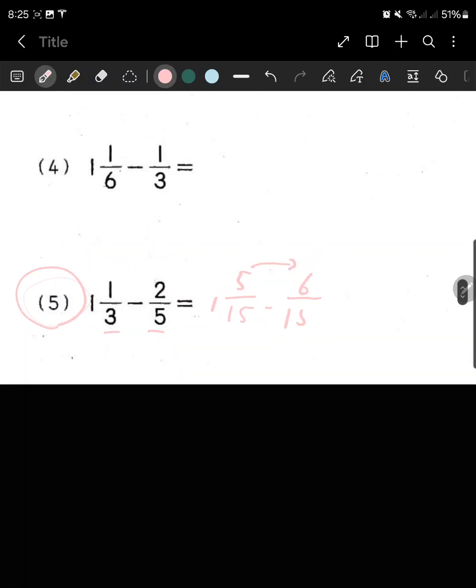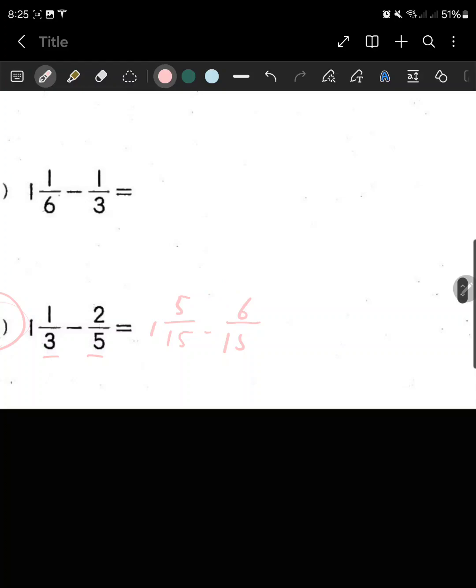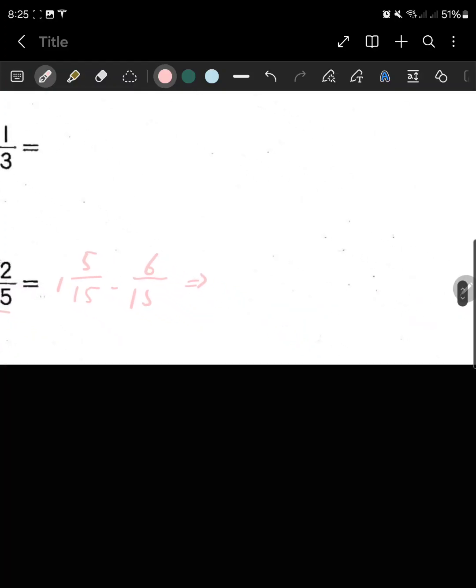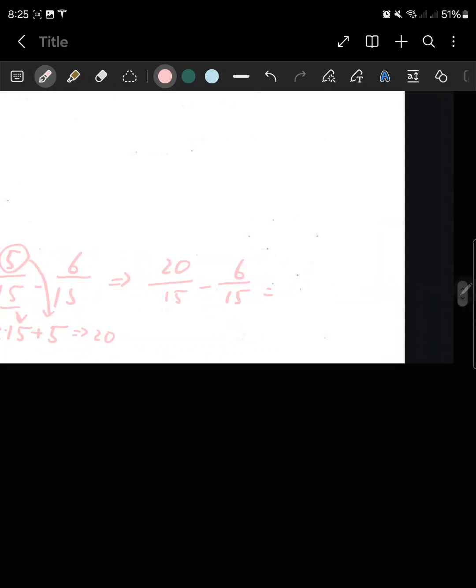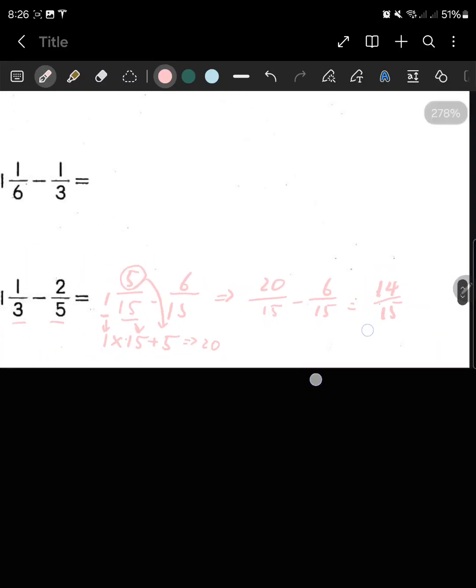Again, 5 is less than 6. So what I'm going to do is borrow from the whole number, 1. So again, we're going to go for the operation 1 times 15 plus the 5. Where does the 5 come from? The 5 comes from the numerator, which gives us 20. So then my new fraction becomes 20 over 15. Subtracting 6 over 15, and then I will end up getting 14 over 15. And that's my answer for this question.